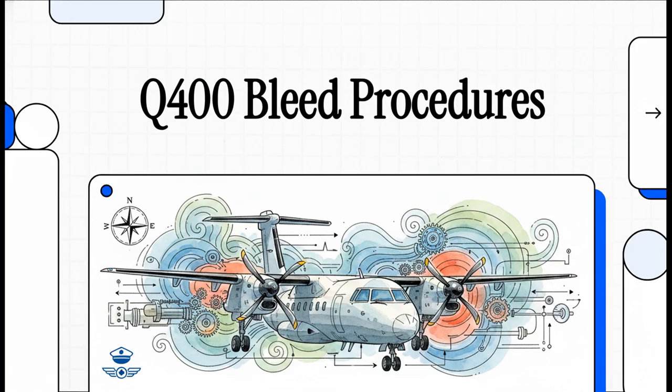Whether you're a seasoned captain, a first officer in training, or a dedicated member of the flight crew, you already know that safety and precision are the absolute bedrocks of aviation. So today we're jumping right into a highly specific but absolutely essential operational standard for the Bombardier Q400 aircraft. We are going to master the Q400 bleed configurations. My goal today is to make this information so relatable and structured that you'll be able to memorize it effortlessly for your very next flight.